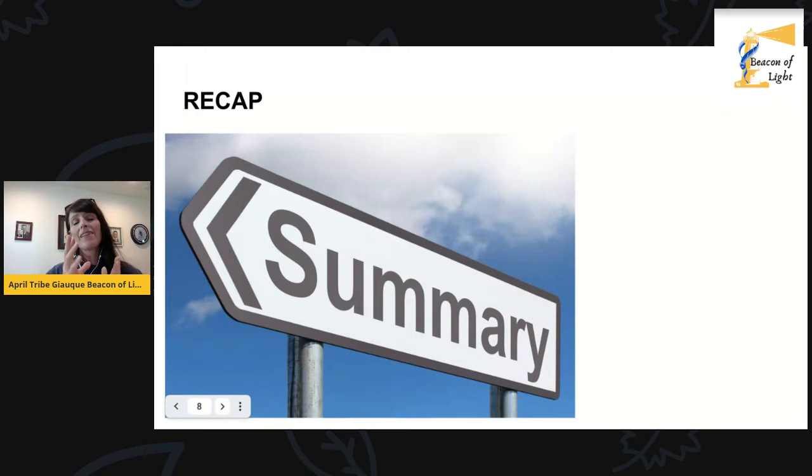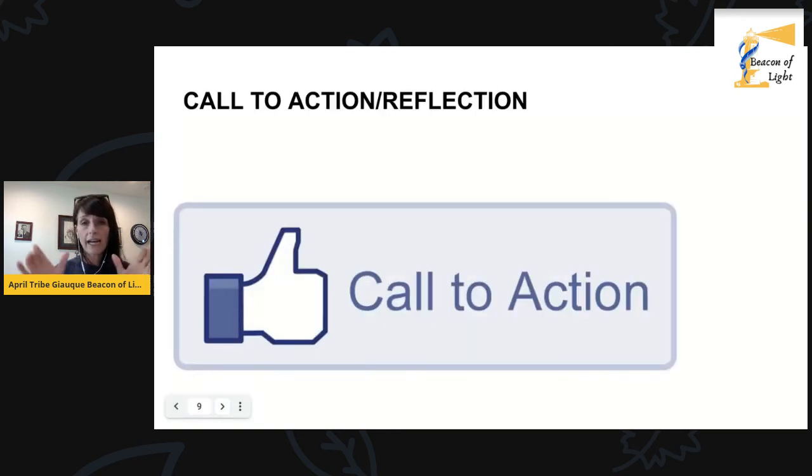The recap, that's really summarization. What can we do here without saying the summary of this chapter? Again, you don't want to have it like that, but something that pulls it into a few of the main points and reviews something. Call to action and reflection.